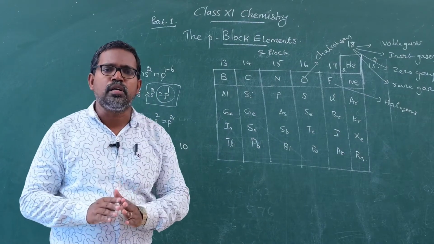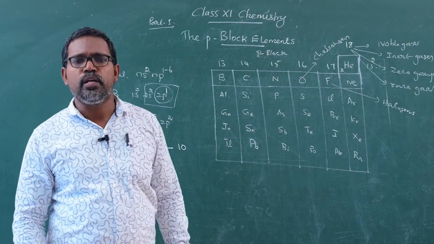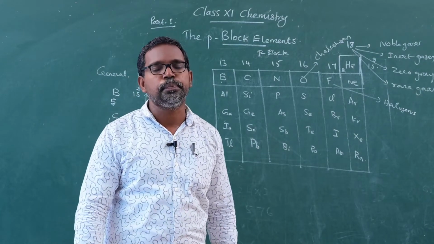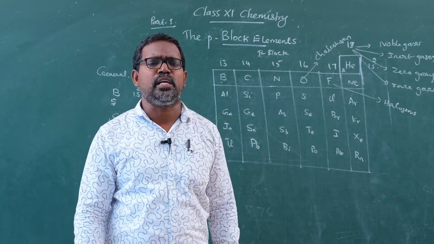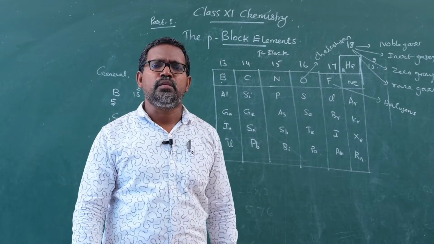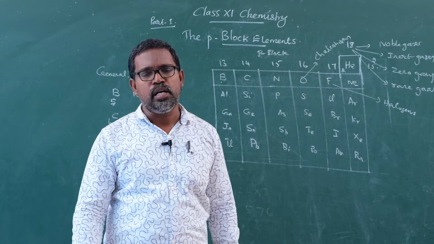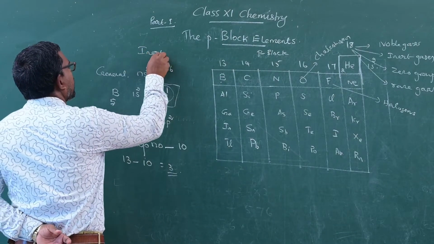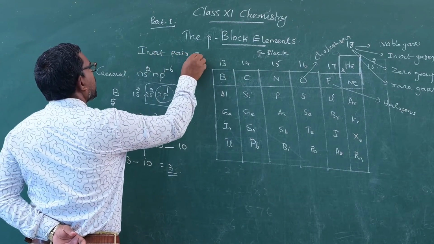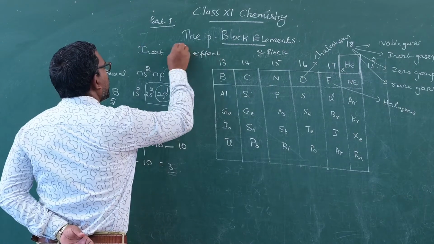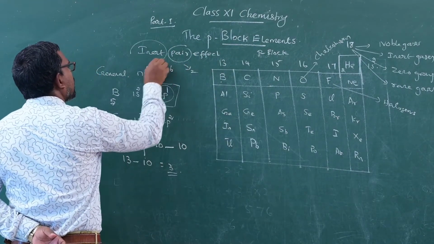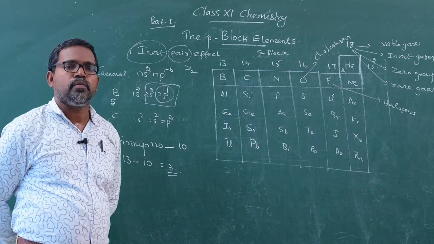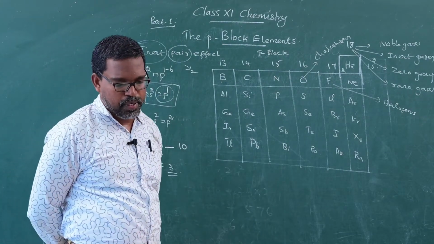This s electron does not involve covalent bond formation. In most cases, as we move down the group, the s orbital containing 2 electrons does not involve covalent bond formation. So this characteristic property is called the inert pair effect. The pair is 2 electrons, chemically inert, that is, not involved in covalent bond formation. That is called the inert pair effect.